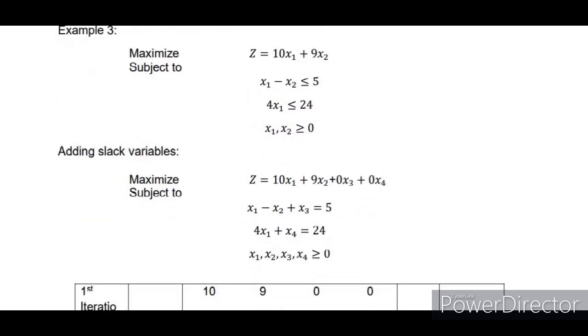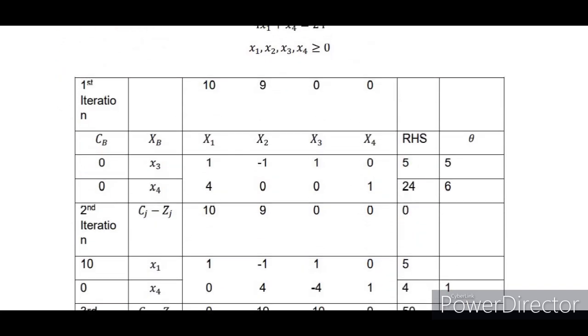So first, we will add slack variables to them. As you notice, we have added x sub 3 and x sub 4. Since this is a maximization, the slack variables in the constraints are positive. So let's put them in a simplex table. This is the first iteration. So x sub 3 and x sub 4 are our basic variables because we have the identity matrix between them. As you notice, 1 0 and 0 1.